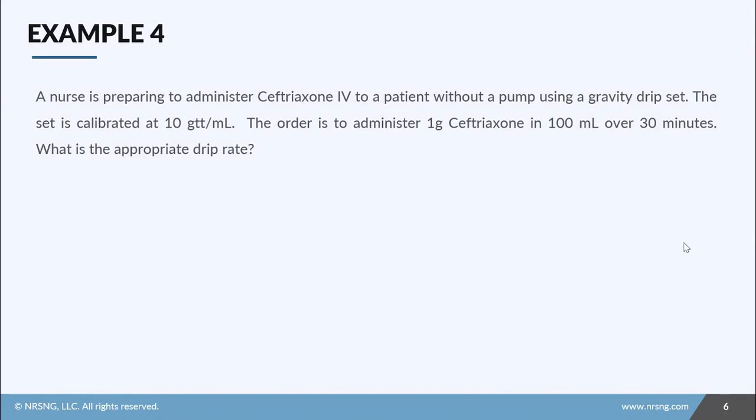A nurse is preparing to administer ceftriaxone IV to a patient without a pump using a gravity drip set. The set is calibrated at 10 drops per mL. The order is to administer 1 gram of ceftriaxone in 100 milliliters over 30 minutes. What is the appropriate drip rate? Now remember, drip rate is always gtts per minute or drops per minute.